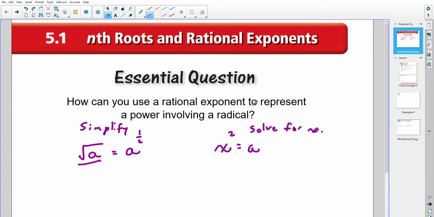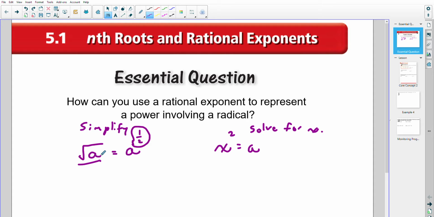5.1 nth roots and rational exponents. In this section, there are some questions involving how you change a radical to a rational exponent. And the first problem is to simplify the square root of a.